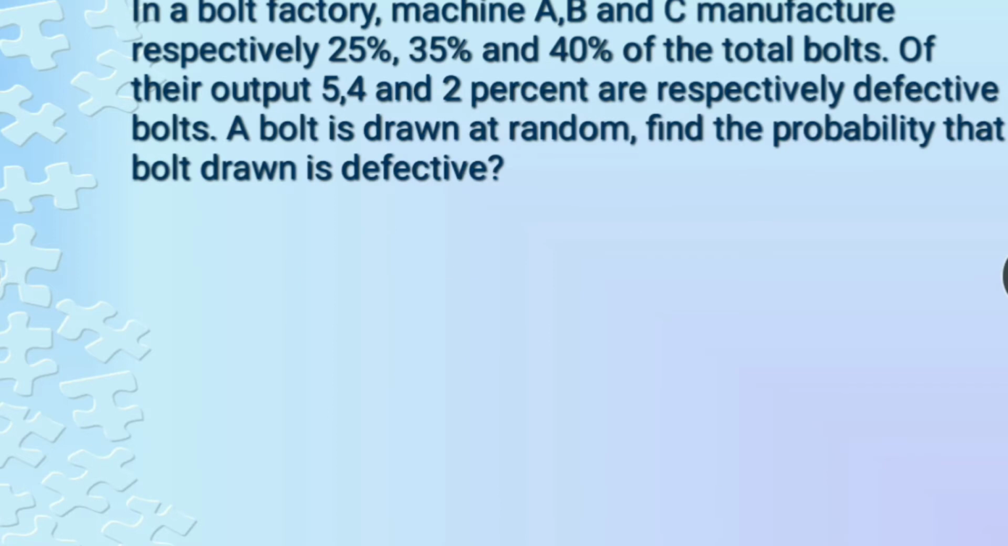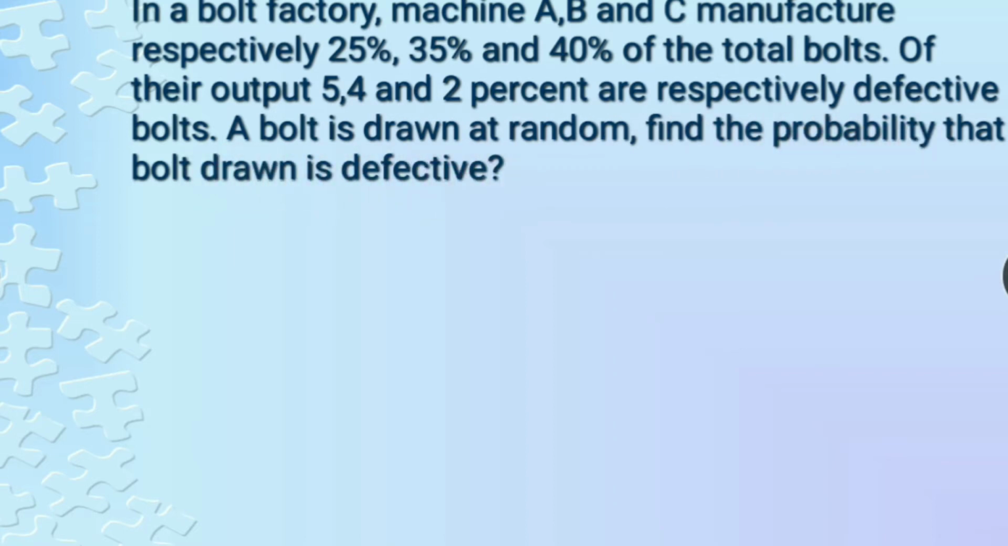So let's see one more example. In a bolt factory, machines A, B and C manufacture respectively 25%, 35% and 40% of the total bolts. Of their output, 5, 4 and 2% are respectively defective bolts. A bolt is drawn at random. Find the probability that the bolt drawn is defective.